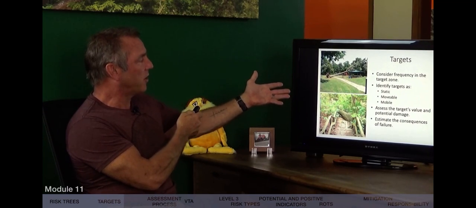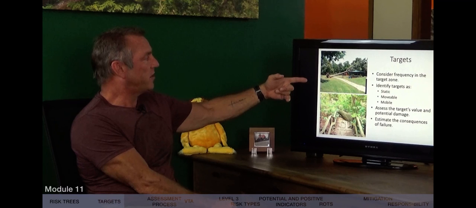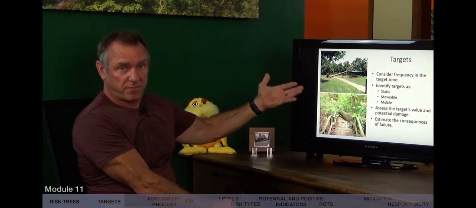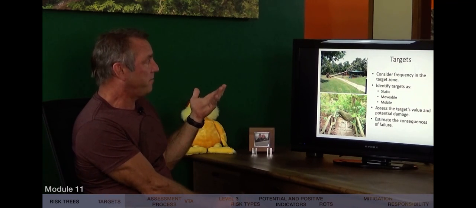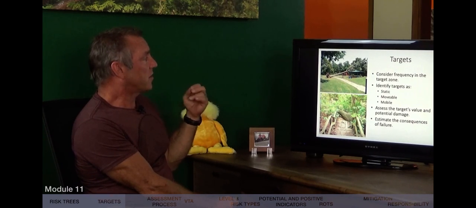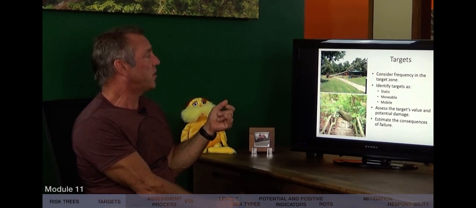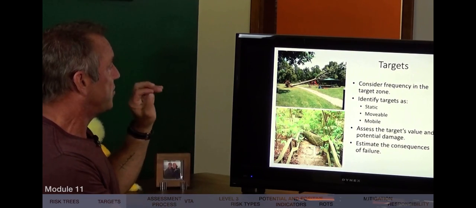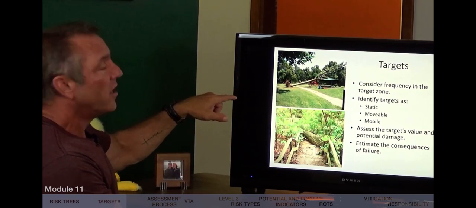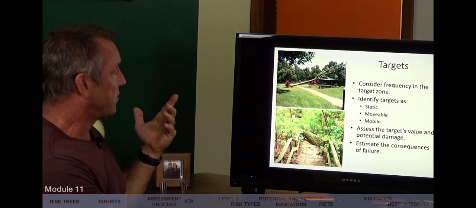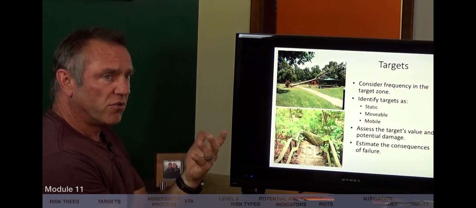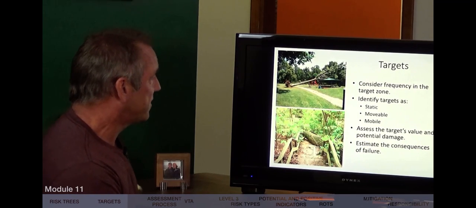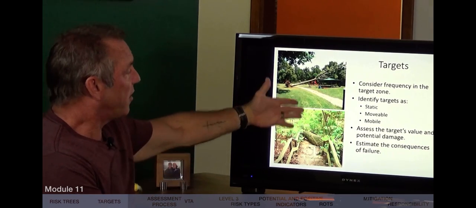Same with a shelter house. In this situation, the shelter house, which is an expensive piece of construction, could be a target, but also the people in and around the shelter house and the playground would be considered targets as well. So that goes into the analysis process, determining the targets and also the frequency.